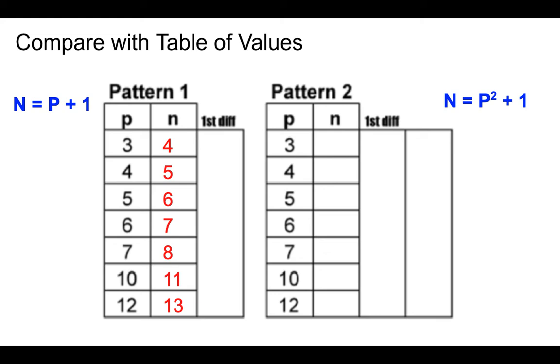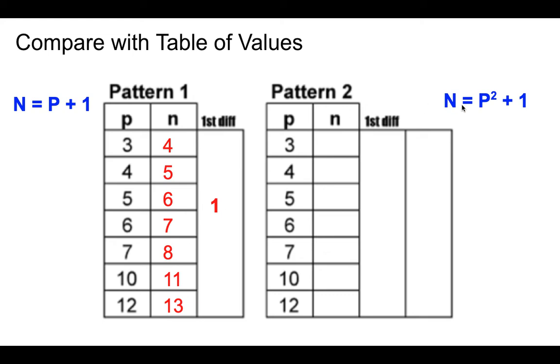Now, to find our first differences, remember, you're going to subtract the number on the top from the number on the bottom. So if I go 5 minus 4, I get 1. 6 minus 5 is 1. 7 minus 6 is 1. 8 minus 7 is 1. And because there's a jump here, you can't do it anymore. But notice how all the first differences are 1. If the first differences are the same, then the pattern is linear.